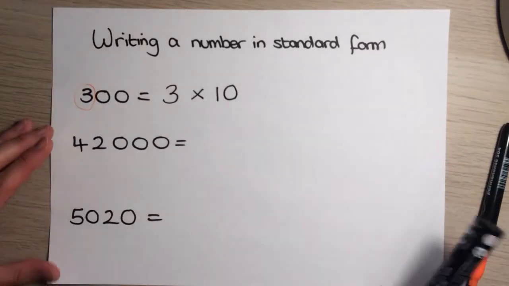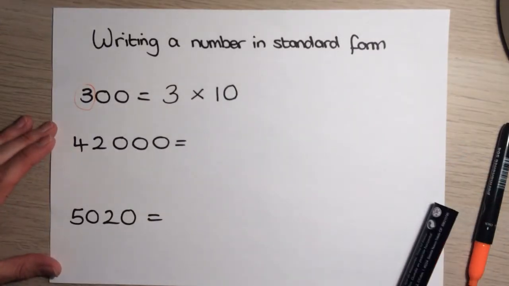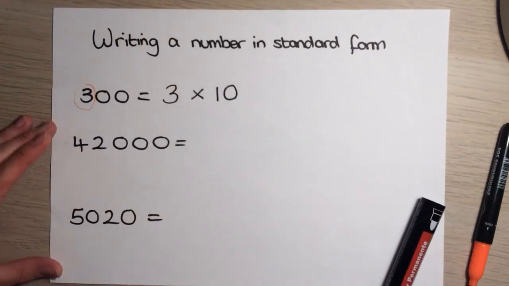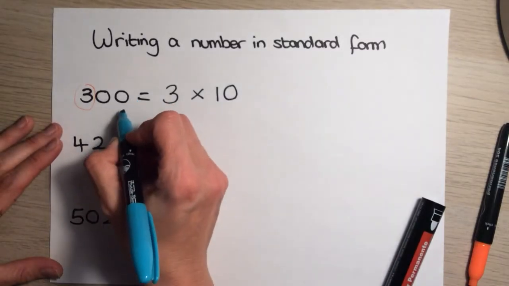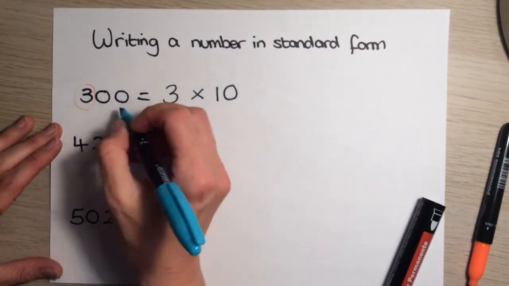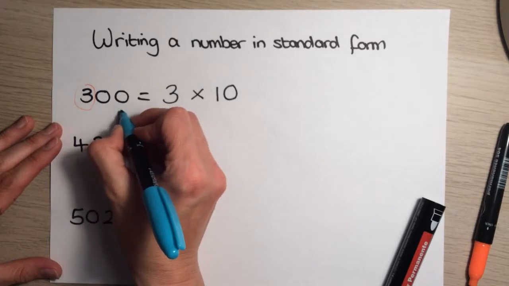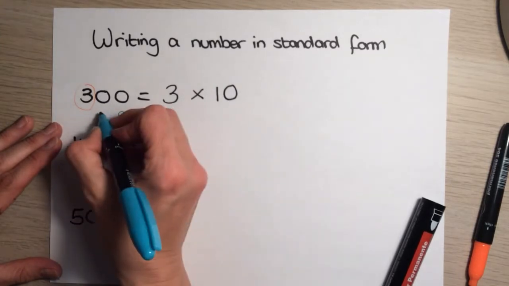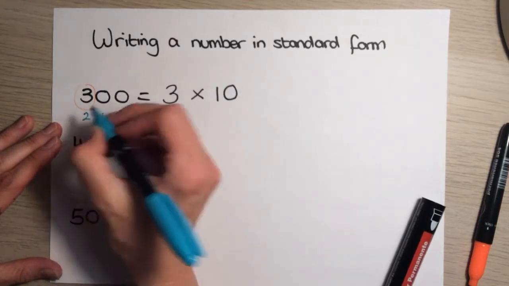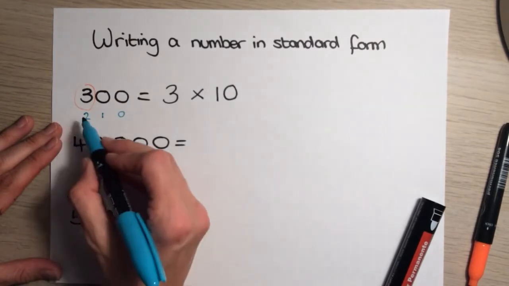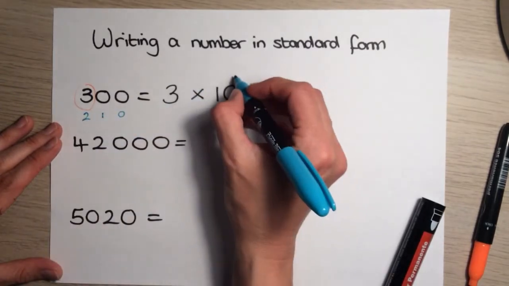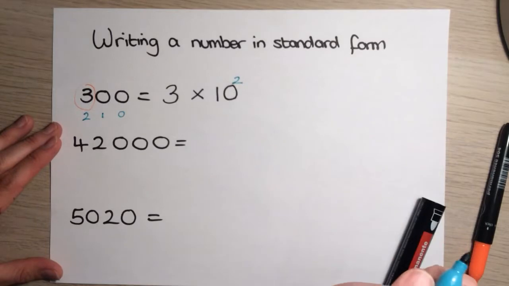Now to decide on the power of 10 that I'm going to use, what I'm going to do is start labelling from the right hand side in my original number. I'm going to start writing 0, 1, 2, okay? And this 2 here forms my power to use in standard form.